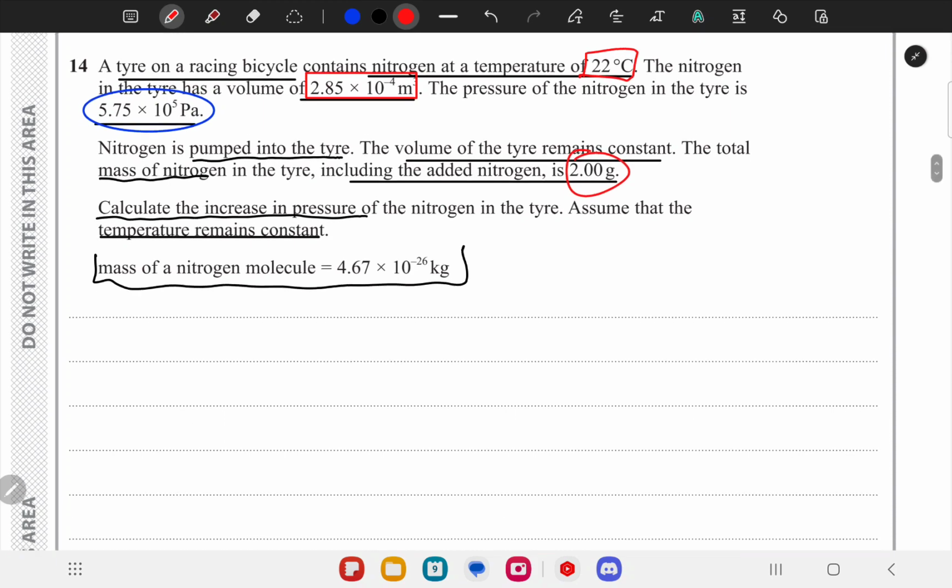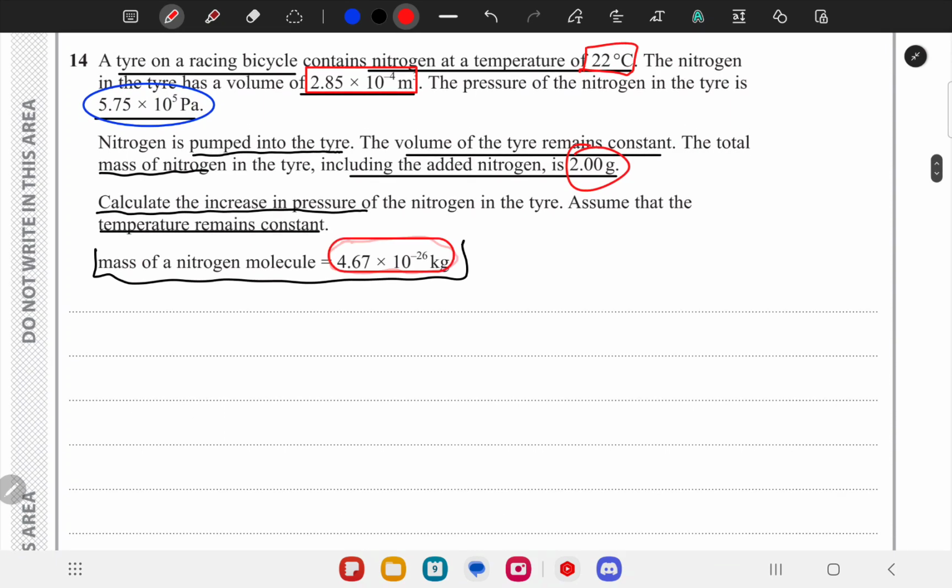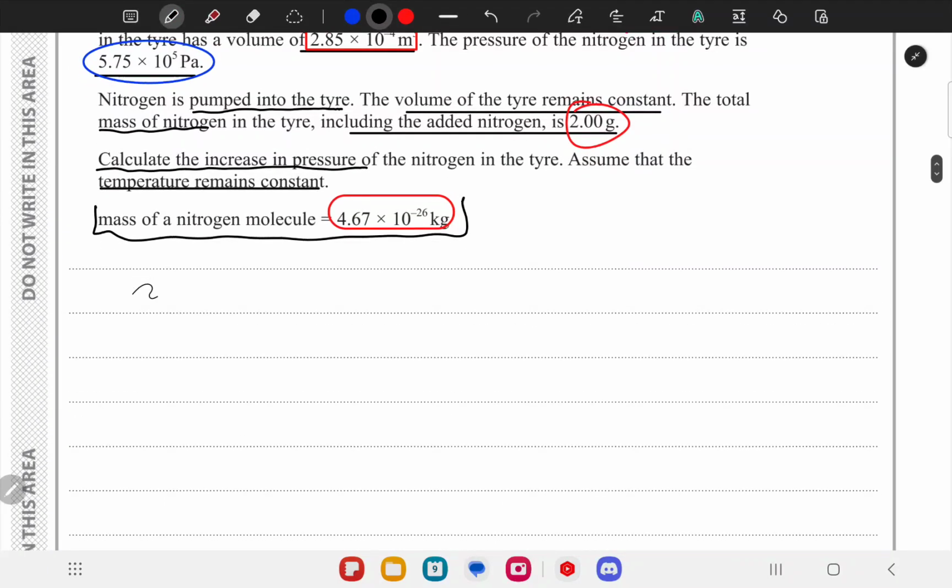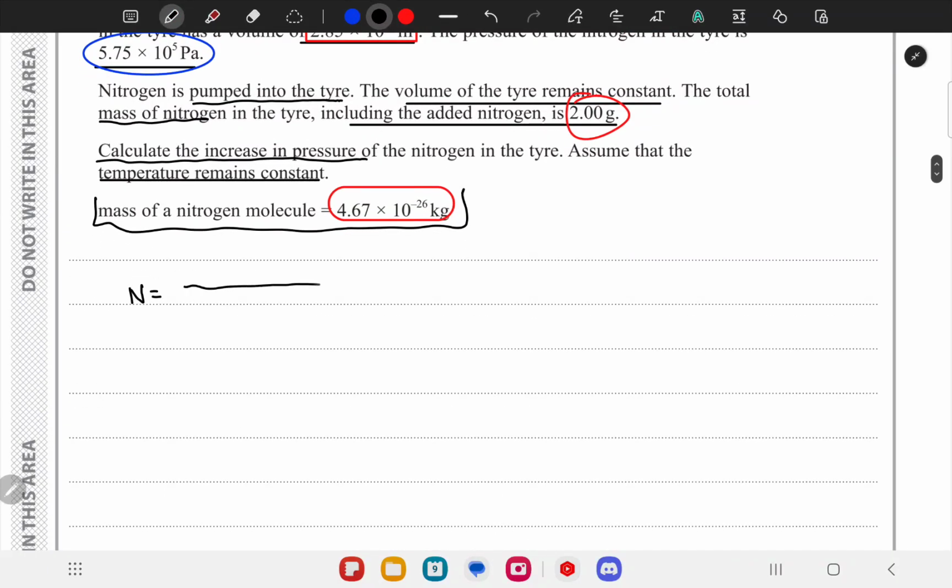We are also given its mass and the mass of one molecule. So we can find the number of molecules from here. The number of molecules will be the total mass, so 2.00 into 10 to the power minus 3 kg, divided by the mass of one molecule. So this will give us the number of molecules, which is 4.283 into 10 to the power 22.